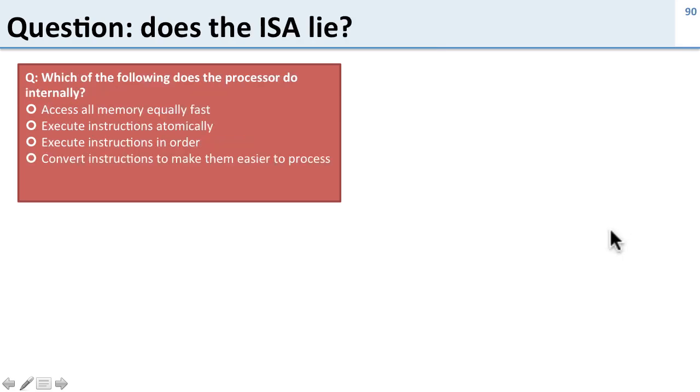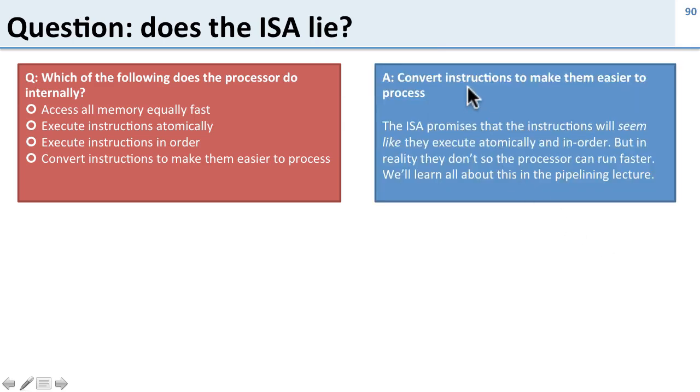So which of the following things here does the processor do internally? Well, internally it converts all instructions to make them easier to process. So we talked about how the x86 processor can convert them into MIPS-like RISC instructions for processing. We also talked about how we don't access all memory equally fast. We talked about how instructions don't execute atomically. They get split up into smaller instructions and they get executed multiple at the same time. And how they don't execute in order. We try and find the right order to do them in to run it faster.